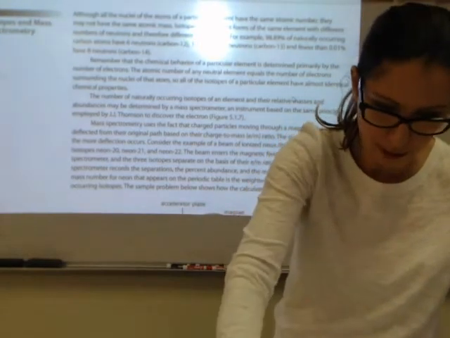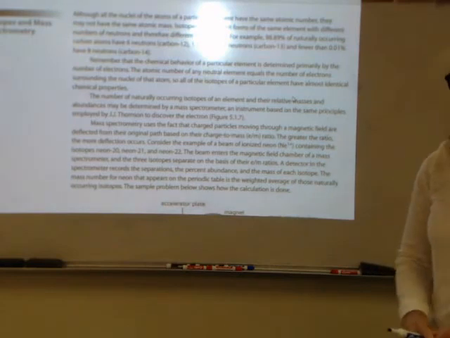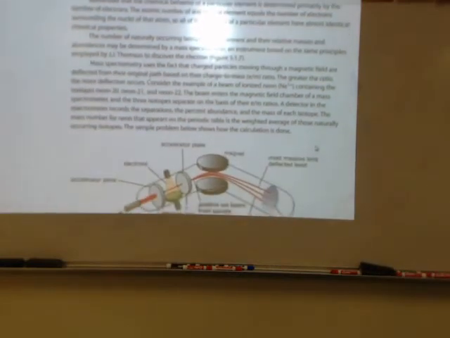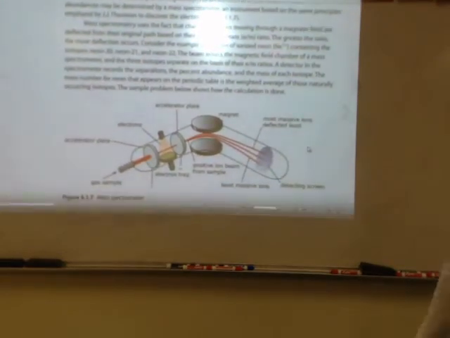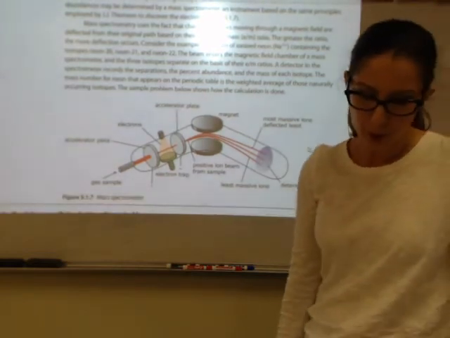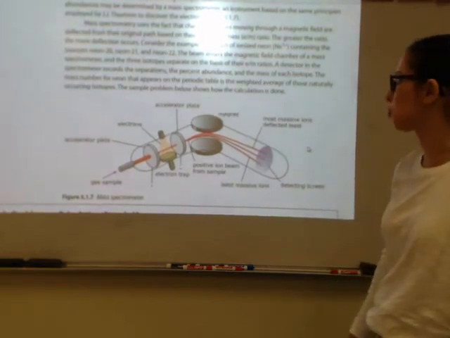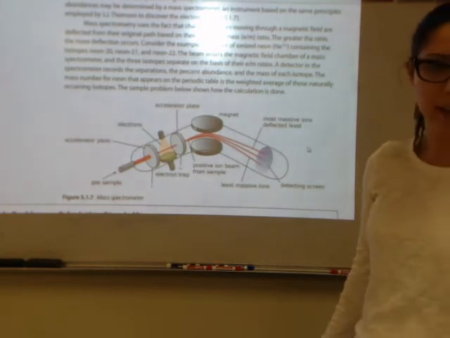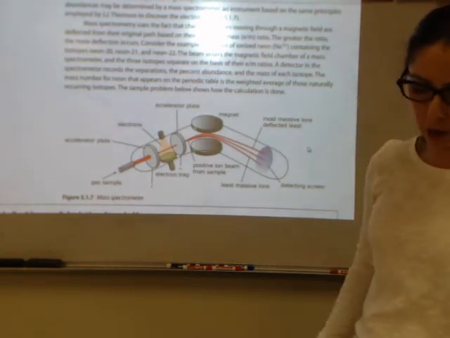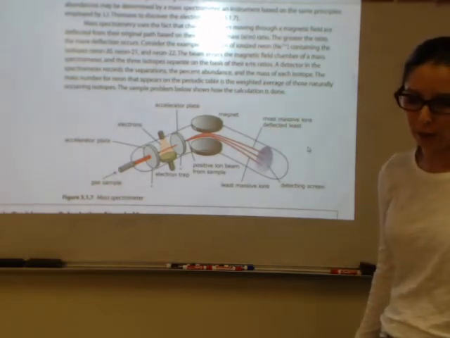Isotopes are different forms of the same element with different numbers of neutrons. And the number of naturally occurring isotopes of an element, their relative masses, and their abundance in nature can be determined by a mass spectrometer. Mass spectrometry uses the fact that charged particles moving through a magnetic field can be deflected from their path based upon their charge to mass ratio. So the greater the ratio, the more the deflection.